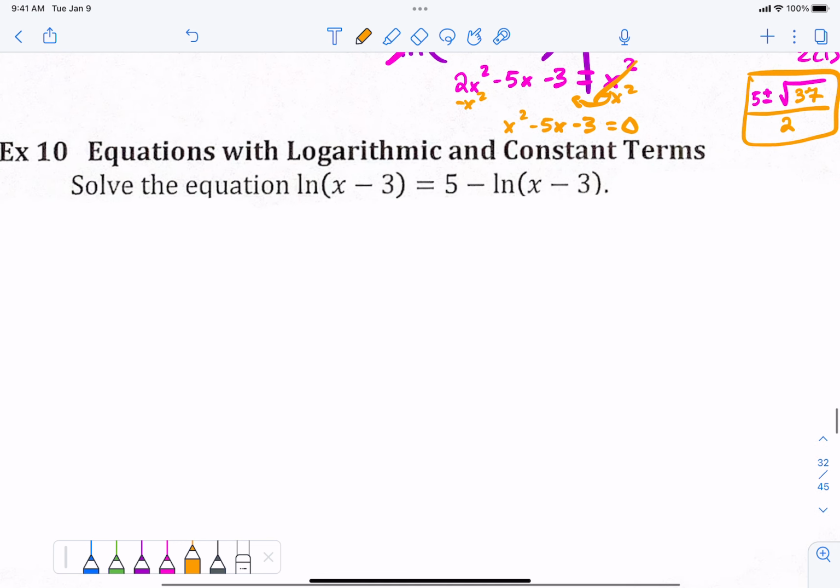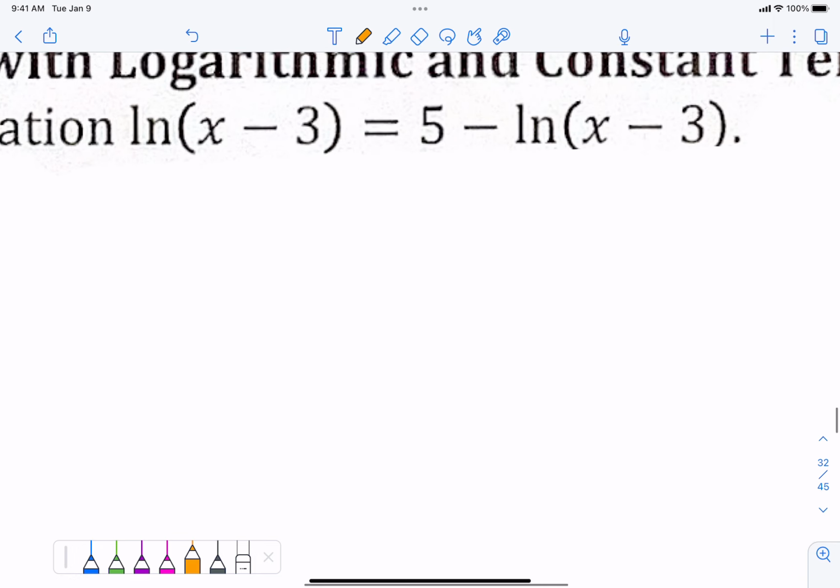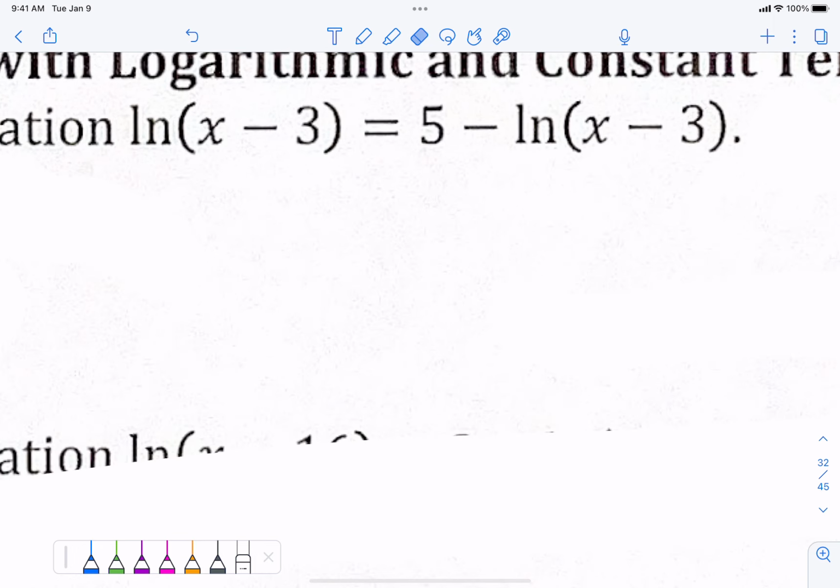Good? Happy with that? Done. All right, let's do this one.